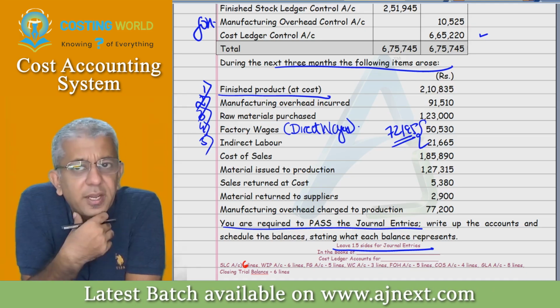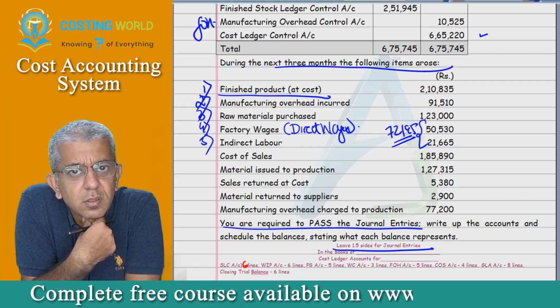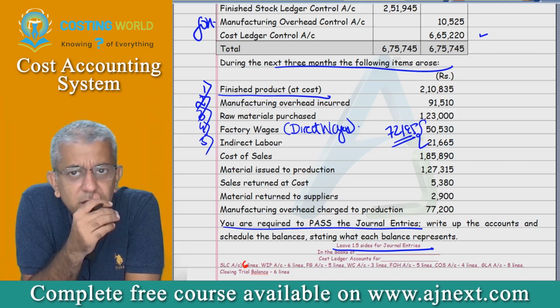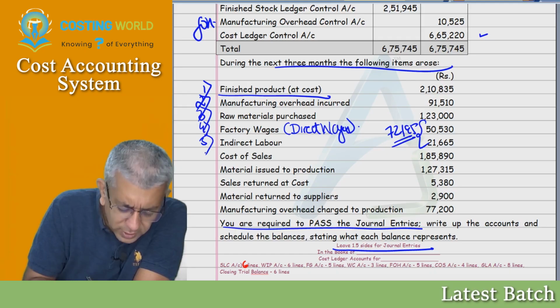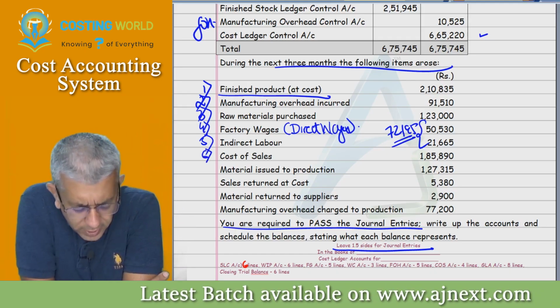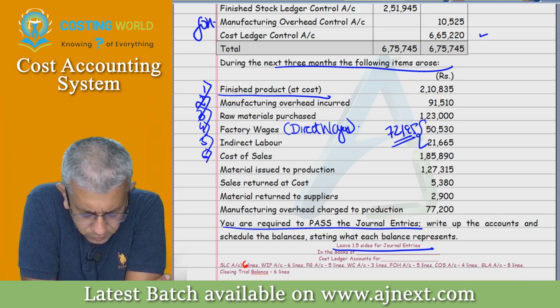You don't have to be writing the narration part. Narration you all don't write. That's okay. That you all do in accounts, beta. Okay, then you all write on sixth, cost of sales. You all give the title cost of sales.